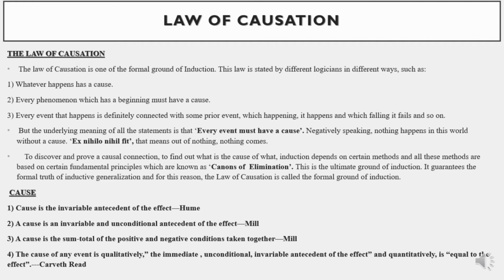Cause is the invariable antecedent of the effect, according to Hume. According to Mill, a cause is an invariable and unconditional antecedent of the effect. Another definition of Mill: a cause is the sum total of the positive and negative conditions taken together. According to Carveth Read, the cause of any event is qualitatively the immediate, unconditional, invariable antecedent of the effect, and quantitatively is equal to the effect.